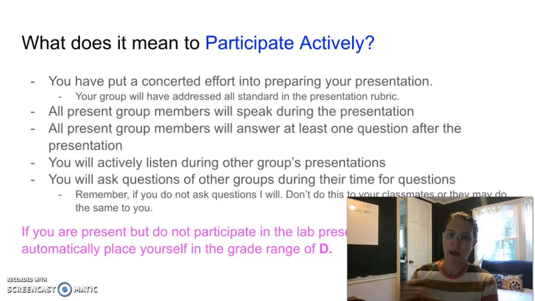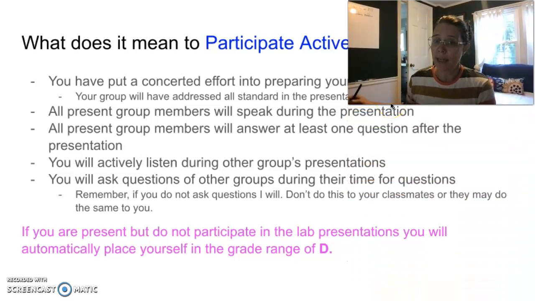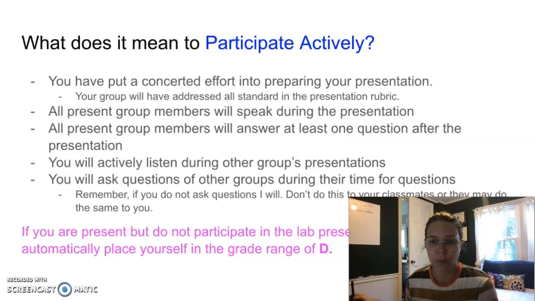So this comes down to, if you are present and don't participate in the lab presentations, you will automatically place yourself in the range of a D according to our grading contract. So that is just a short, brief overview of what to expect at our proposal presentations.